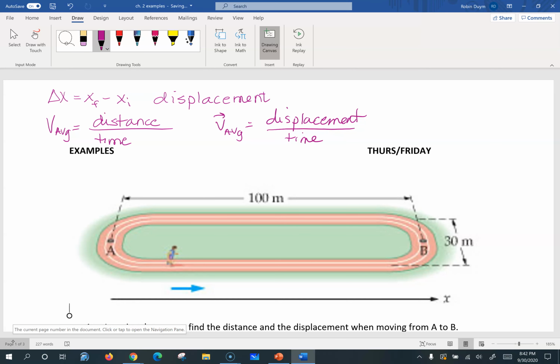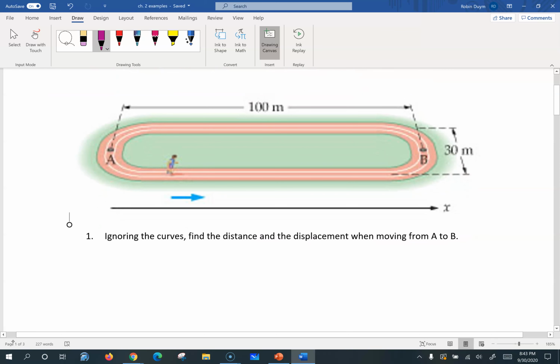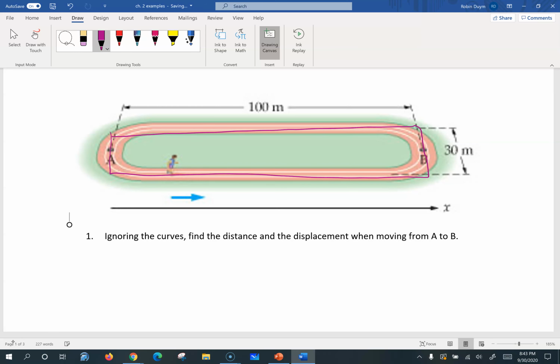Okay, so let's get started here. Here's a good example. It says, ignoring the curves, find the distance and displacement when moving from A to B. Well, you can pretend that it's just a rectangle, since it's said to ignore the curves. And if you're going from this position, you're going to come down here, go across this whole length, and right here. So your distance would be the total path traveled, so you would just add up these parts.